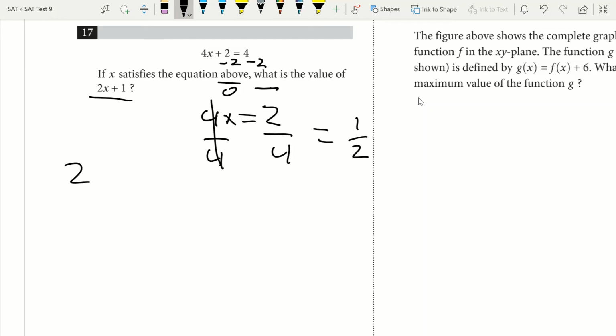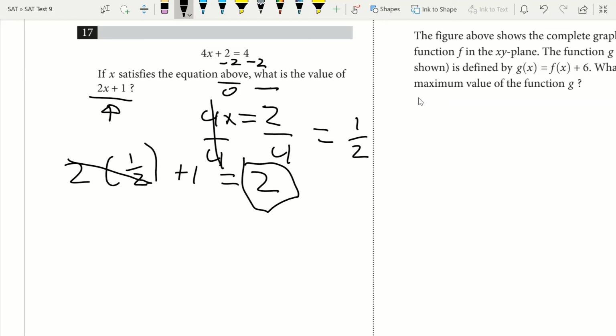So now I do 2 times my 1/2 because I'm asked for 2x plus 1. And then I do plus 1. So we see our 2's cancel here. We're left with 1 plus 1. 1 plus 1 is equal to 2. So my answer for 17 will be 2.